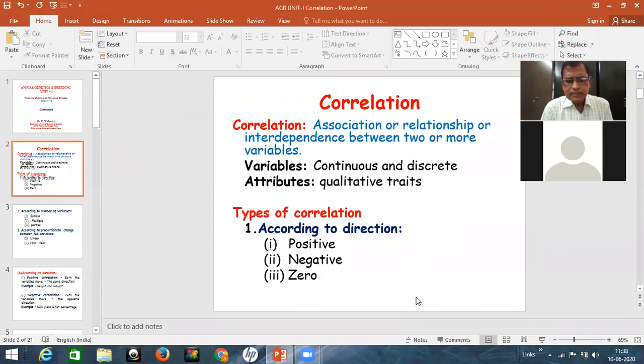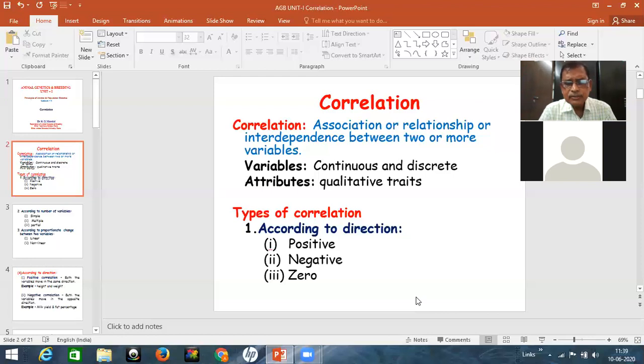There are two things: one is the variables and another is the attributes. The traits which are measured by certain metric units are called variables, and the traits which cannot be measured by certain metric units are called attributes. All variables are designated as quantitative traits, whereas all attributes are designated as qualitative traits. Quantitative traits means milk production, lactation length, lactation milk yield, age at sexual maturity, all can be quantified and measured in terms of some numerical value.